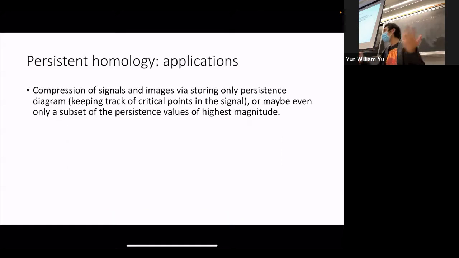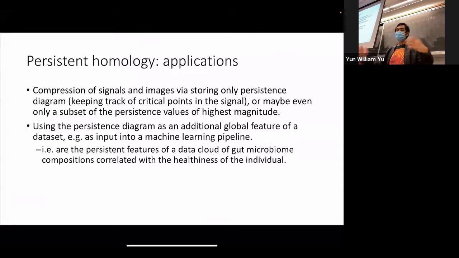Yeah, so applications. You can do compression of signals and images by only storing a persistence diagram. So basically keeping track of when things go up and down, these sorts of critical points. You can also use these persistence diagrams as an additional feature that you're plugging into some sort of machine learning pipeline. So you might ask, well, what am I getting that you don't just get from running a convolutional neural net on your data? Well, the answer is, maybe you aren't getting anything else. But if you have a big enough machine learning classifier, you may as well throw all the features in there and have it learn what's important and what's not.